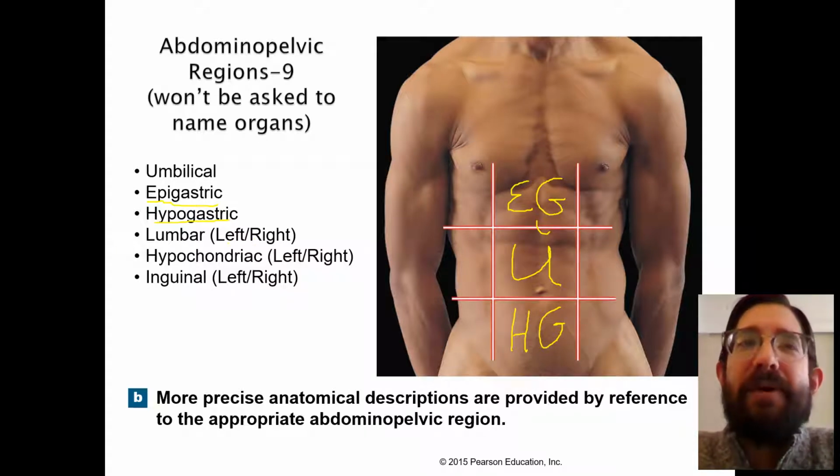Then we have the lumbar region, left and right lumbar region. So the lumbar is the lower back, not too low, not down here. These are going to be the lumbar regions. Next is hypochondriac. Well, hypo means below, but that might not be enough to help.